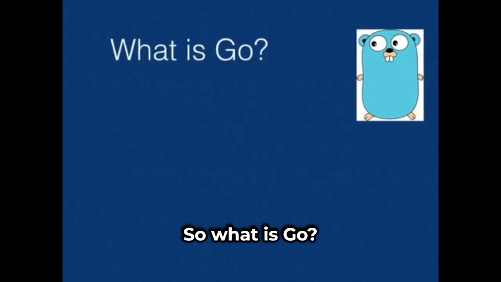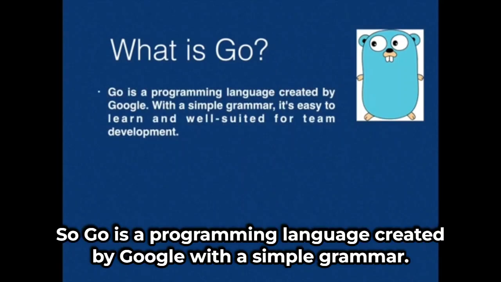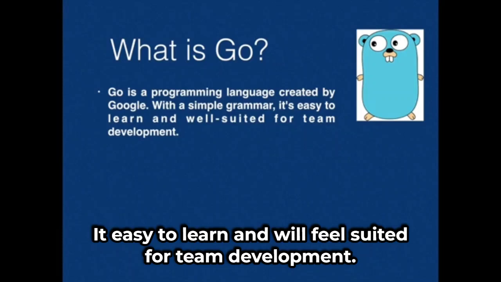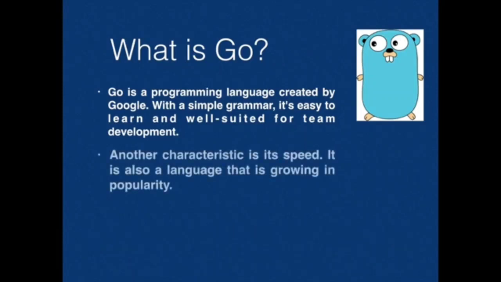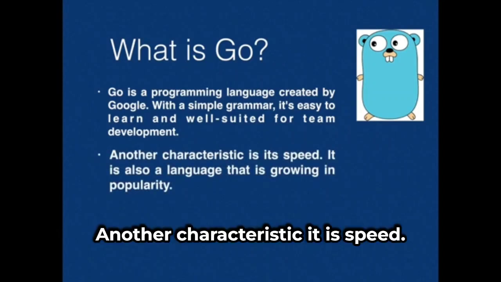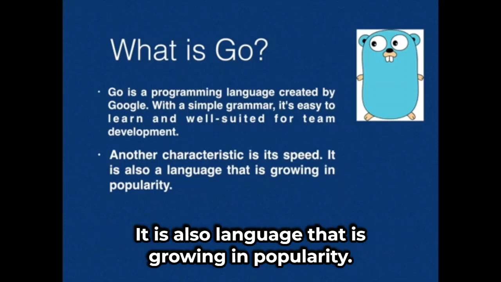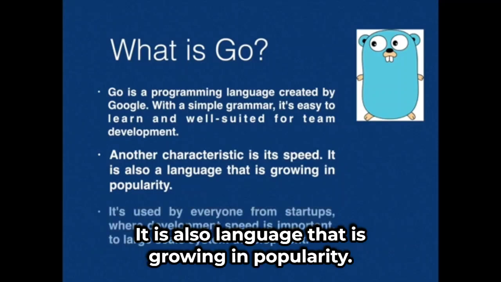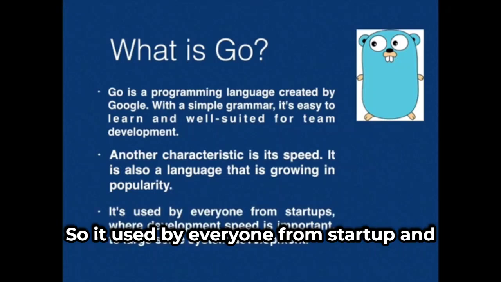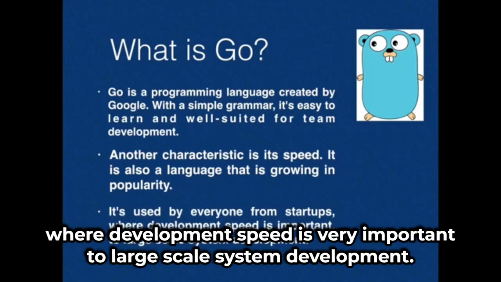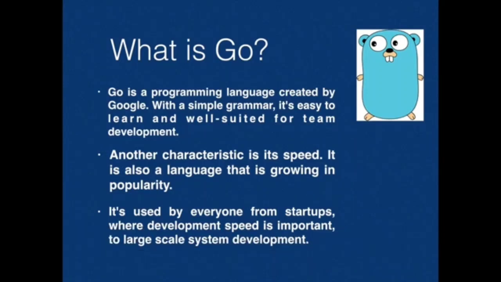So what is Go? Go is a programming language created by Google with a simple grammar, it's easy to learn and well suited for team development. Another characteristic is speed. It is also a language that is growing in popularity. It is used by everyone from startups, where development speed is very important, to large-scale system development.